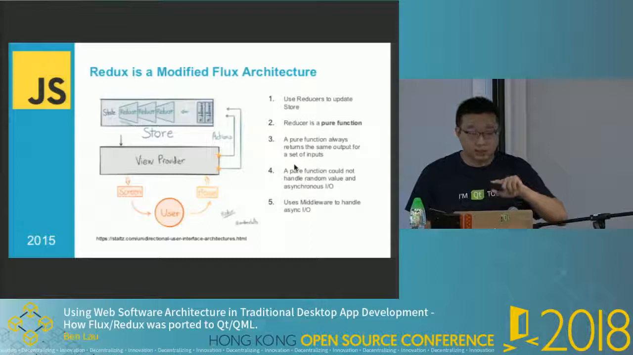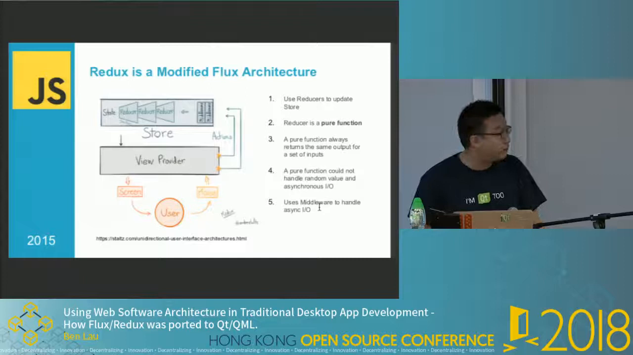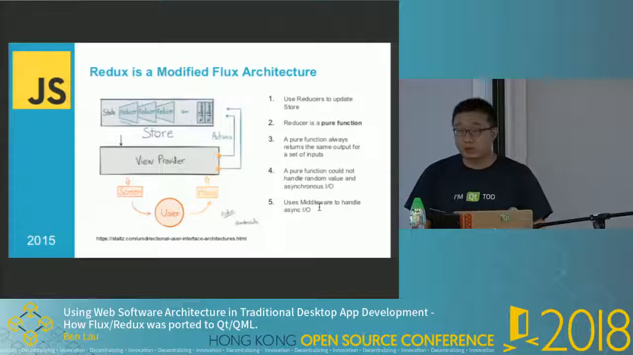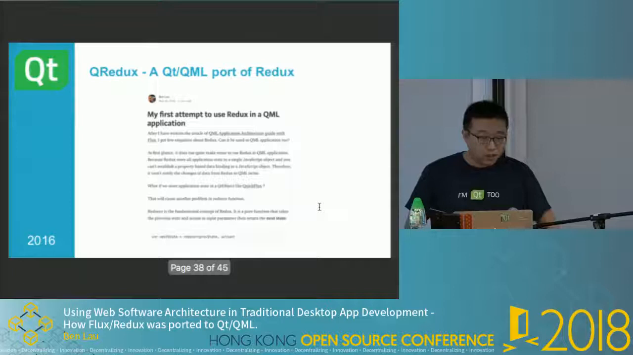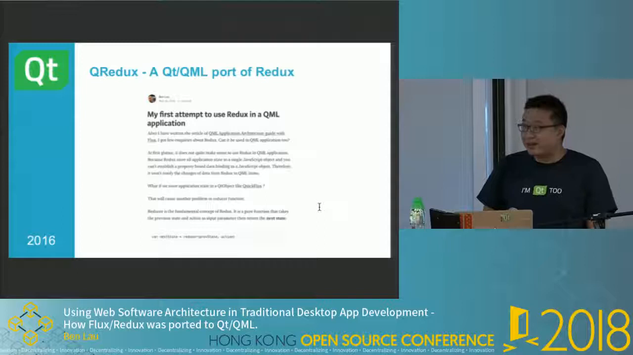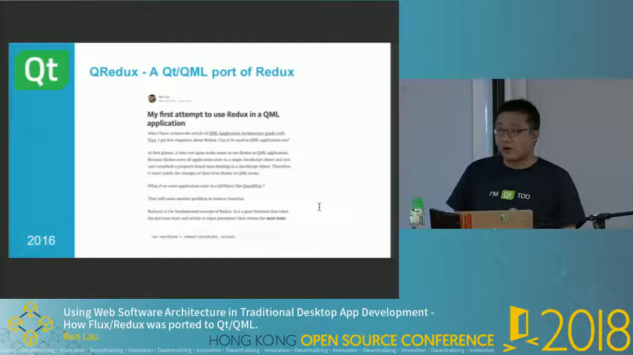And they also introduced a new component called middleware. Because a pure function cannot do anything like file I/O or generating a random string, they made a new component called middleware to handle it specially. So I tried to port it to Qt and shared my experience on that. The result is quite good because it solved another problem, the asynchronous I/O stuff.